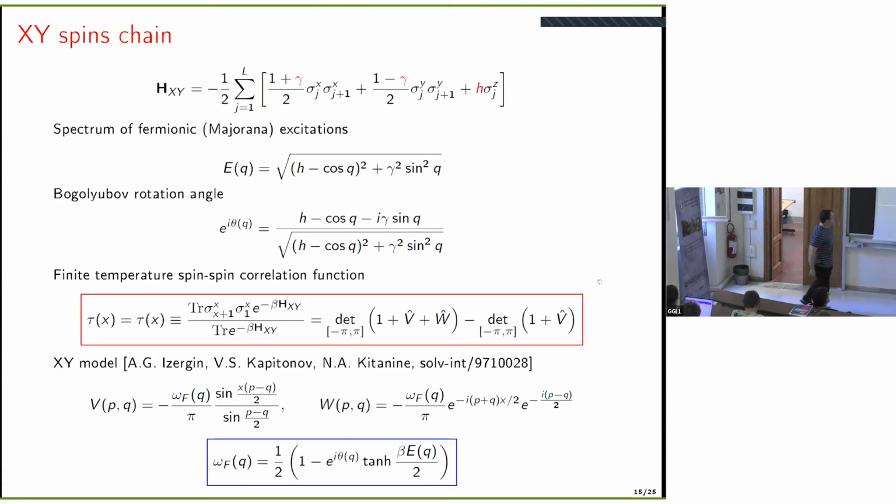Good. And now, exactly to the question of Jacopo, is there some modification of the scheme? To get this modification, we consider a lattice version of this model. Basically, it's just the XY model, so there are just spins with anisotropy and magnetic field, and it can be diagonalized by a Bogoliubov rotation. It has a spectrum that has a gap, and a Bogoliubov angle.